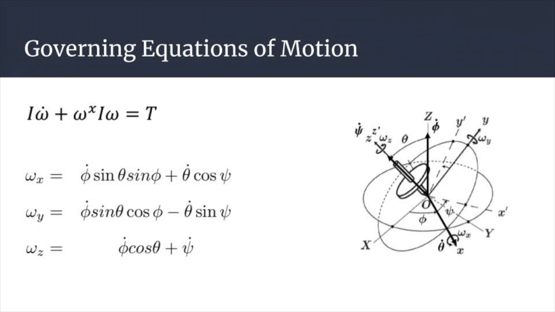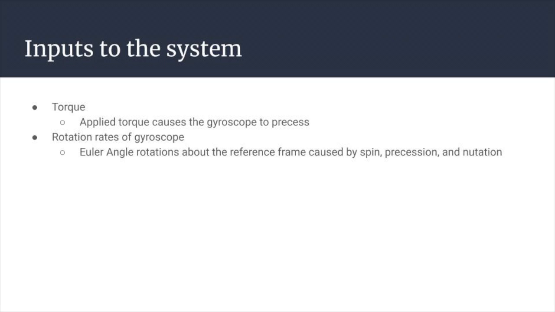One of the governing equations is the Euler equation, which shows how omega is a function of the torque applied to the system. Here, omega is defined as the angular velocity of the gyroscope with respect to the inertial reference frame. Also, omega is defined by the rate of change of the Euler angles of the gyroscope, given by psi, phi, theta, or spin, precession, and nutation, respectively. The inputs of the system are the torque applied to the system and the rotation rates of the gyroscope.